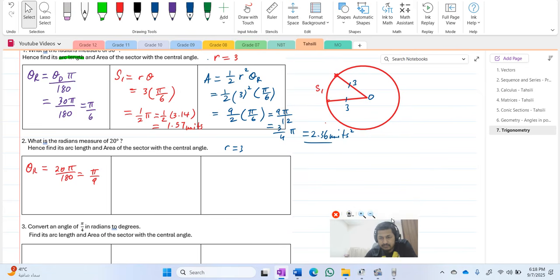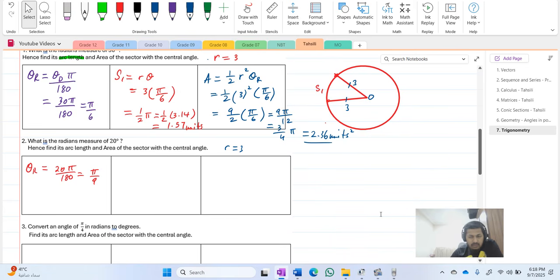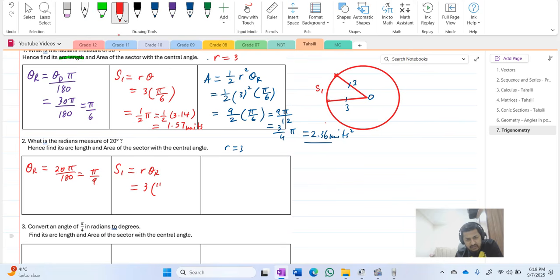Find the arc length. Arc length S1 is equal to r theta in radians. What's r? r is 3. Theta in radians is pi over 9. So 3 divided by 3, 9 divided by 3, so pi over 3. Pi over 3 units. Remember, you can put this in the calculator and get a decimal value for that. So you're basically taking 3.14 and dividing it by 3. You should get 1.04 something.